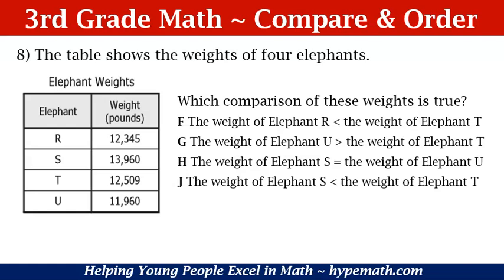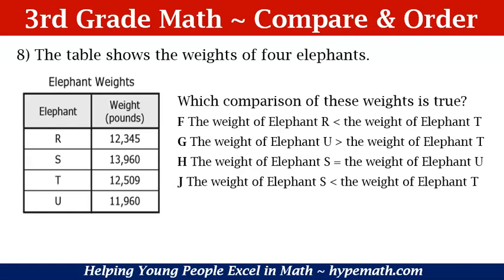Question number 8 says, the table shows the weights of 4 elephants. Which comparison of these weights is true? F. The weight of elephant R is less than the weight of elephant T. G. The weight of elephant U is greater than the weight of elephant T. H. The weight of elephant S is equal to the weight of elephant U. J. The weight of elephant S is less than the weight of elephant T.